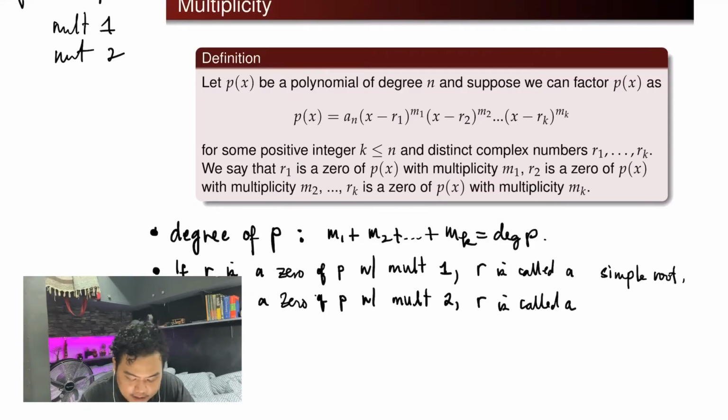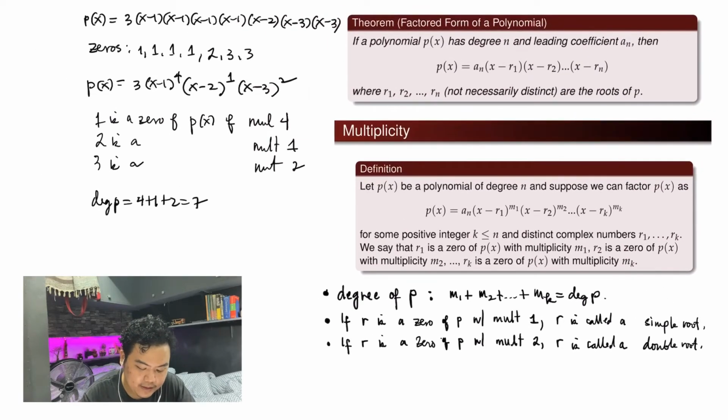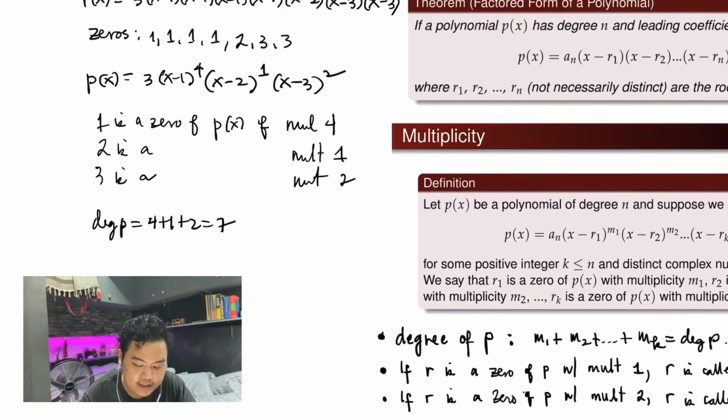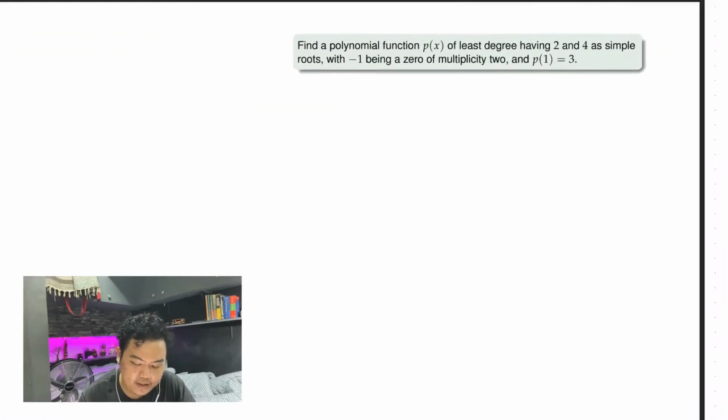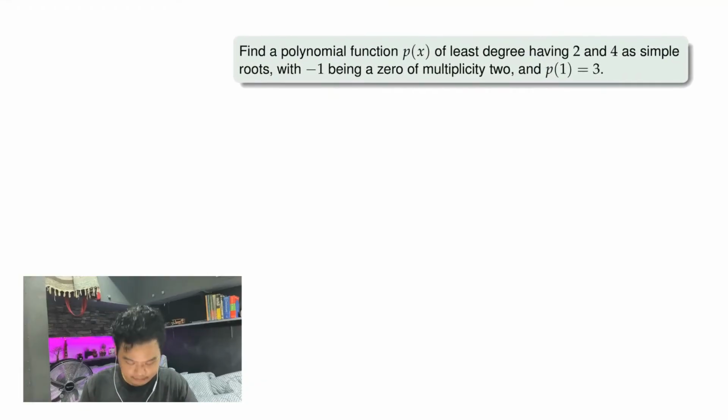Kapag ang multiplicity mo ay 2, ang tawag doon ay double root. So, going back to this example, meron ba tayong single root at double root? 2 is a single root, 3 is a double root. So, gawa ulit tayo ng example.